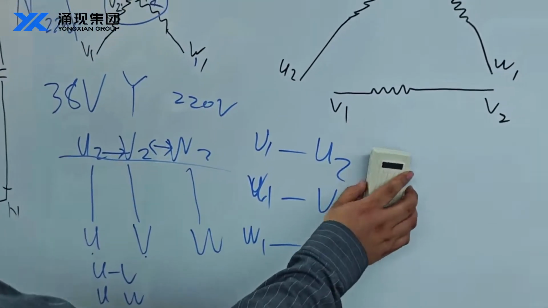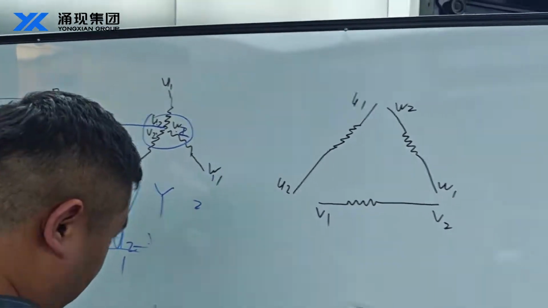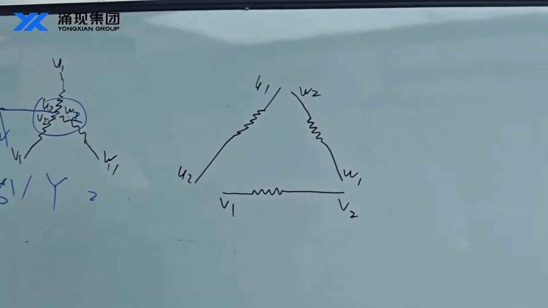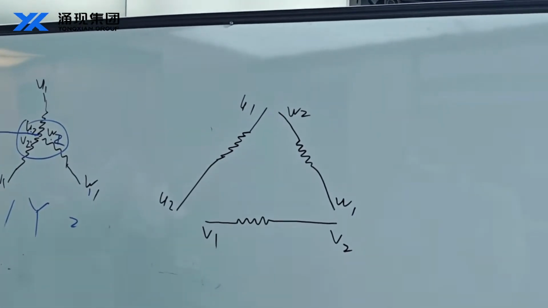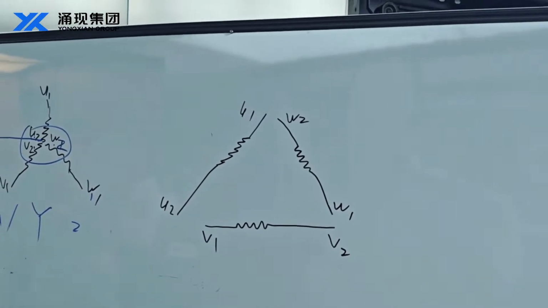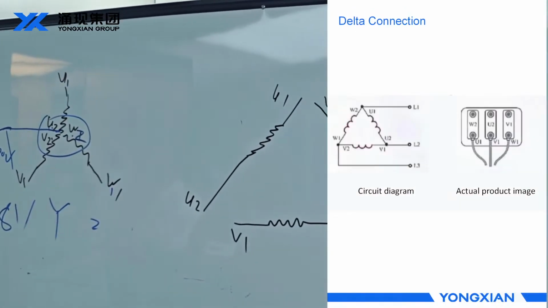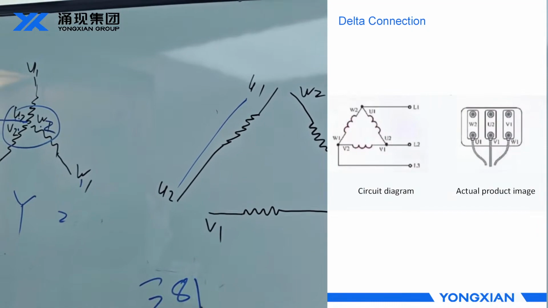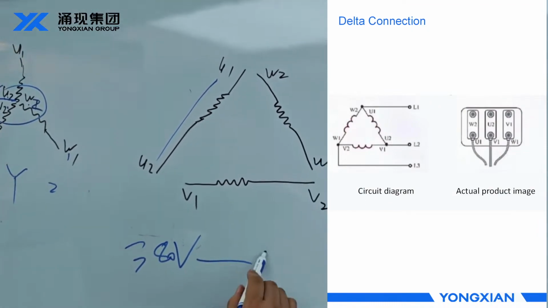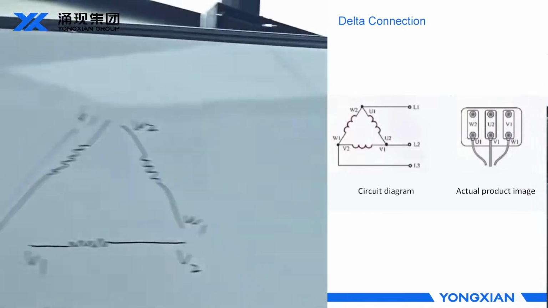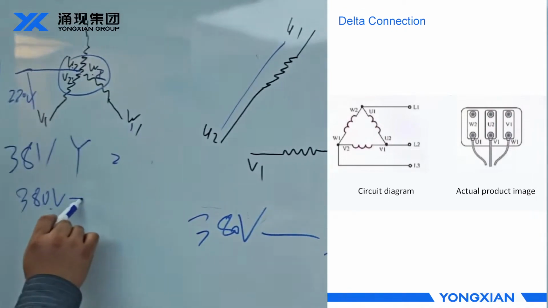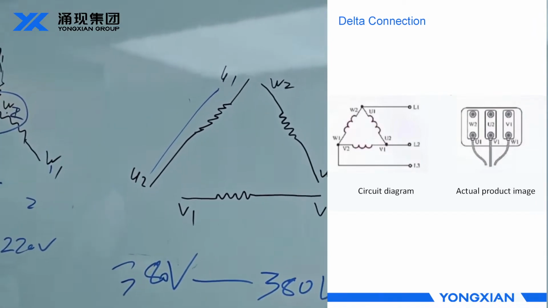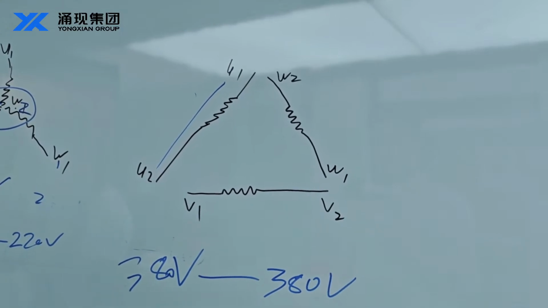Now let's talk about the delta connection. In the delta connection, the windings are connected end to end, with the line voltage applied directly to each phase winding. When the line voltage is 380 volts, the phase voltage of each winding is also 380 volts.